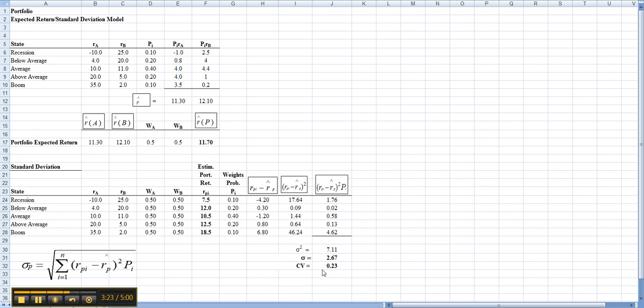And I don't have the coefficient of variation formula anywhere, but as you recall from 302, coefficient of variation is risk per unit of return. So you take your portfolio standard deviation divided by your portfolio expected rate of return, and that gives you the risk per unit of return. So this portfolio has 0.23 units of risk for each unit of return, so pretty low.